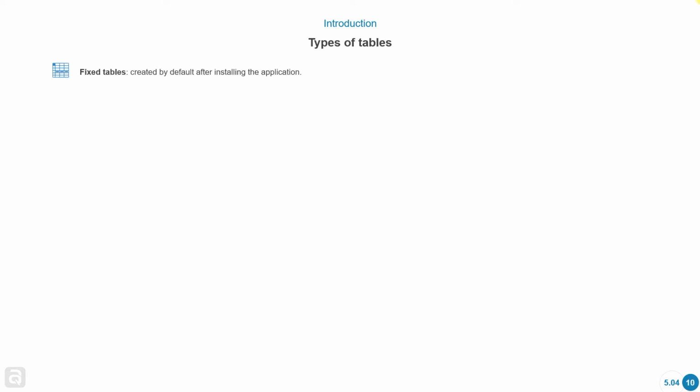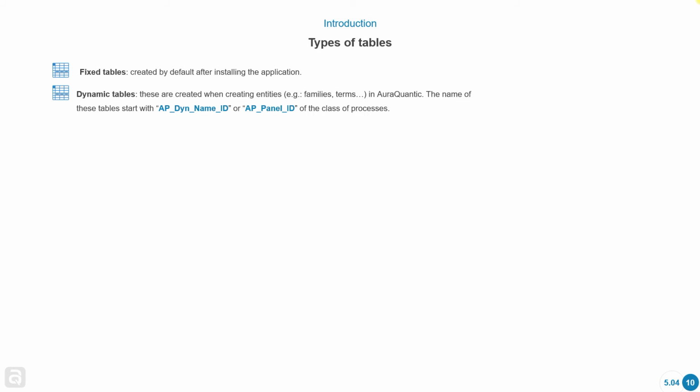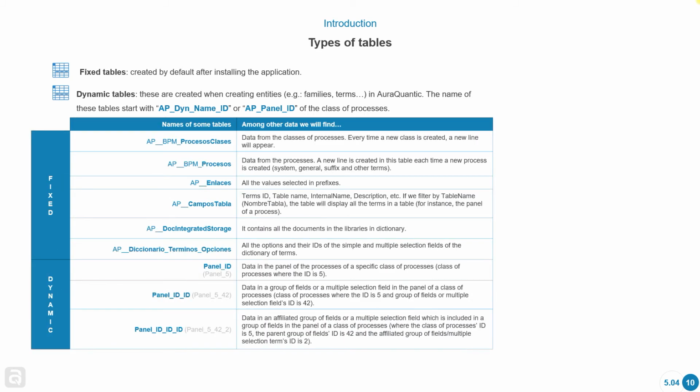Now we're going to see the different types of tables. There are fixed tables and there are dynamic tables. The main difference is that the fixed tables are created when we install the platform. So there's a certain amount of fixed tables that are generated once we install the platform on the server. And during this presentation, we're only going to focus on these tables that we can see here. Okay. They're not that many. I think they're about 9. We've got some of them that are fixed and some of them that are dynamic.